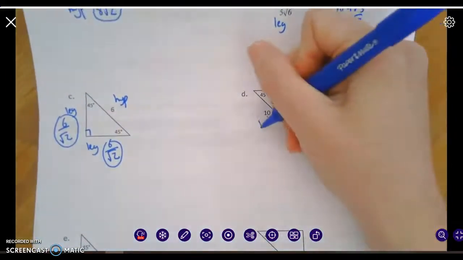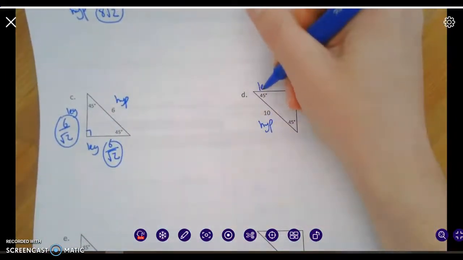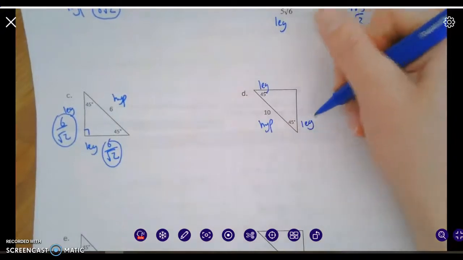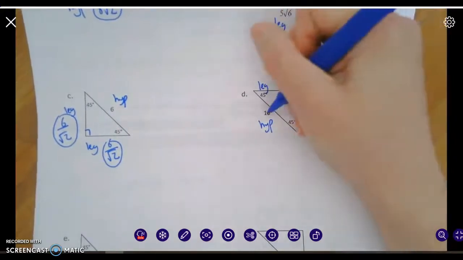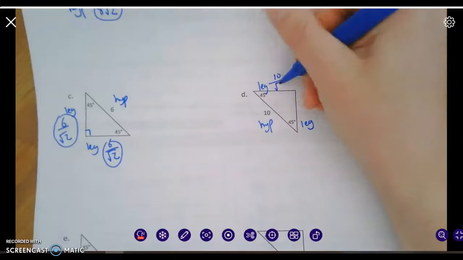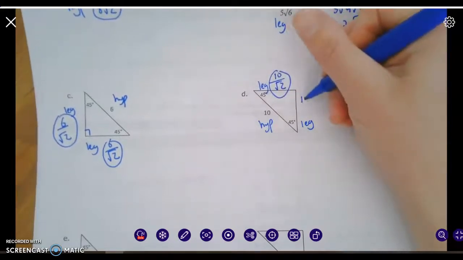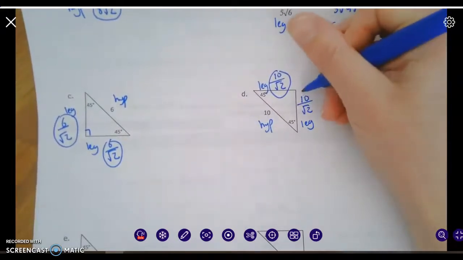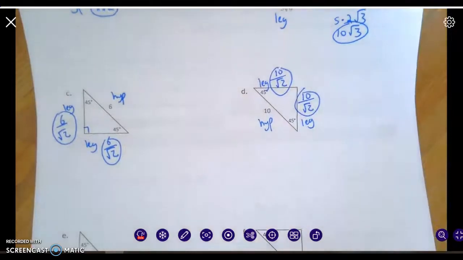Okay, on D, we have the hypotenuse again, and we are looking for the length of both legs. So we take the hypotenuse and divide by the square root of 2, and that is our answer.